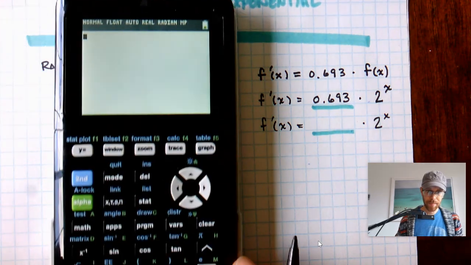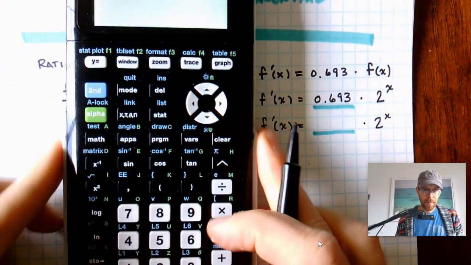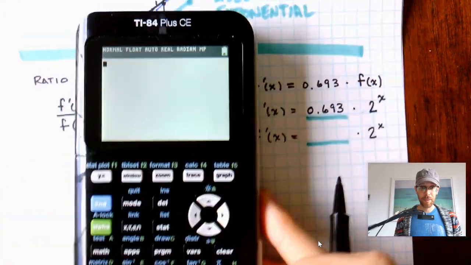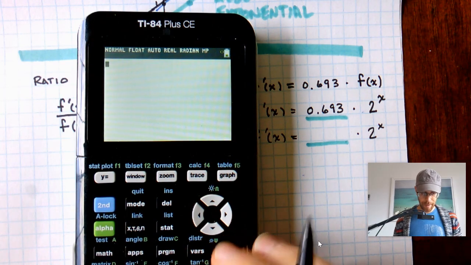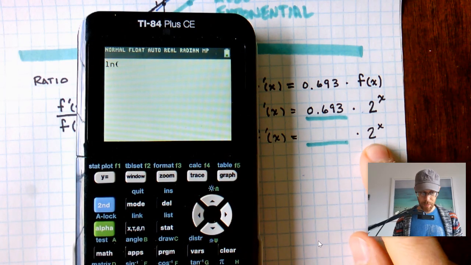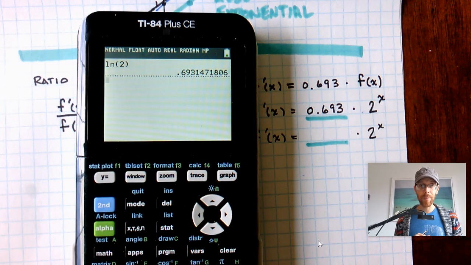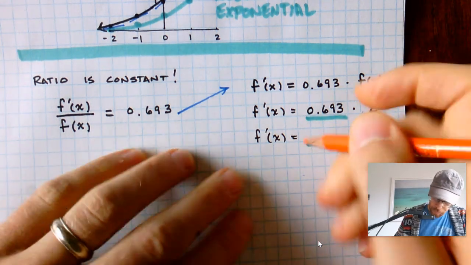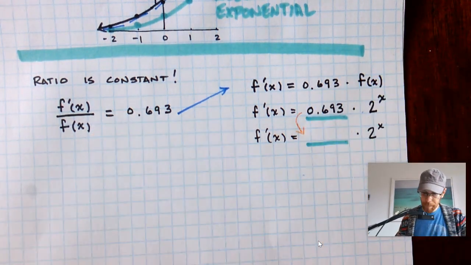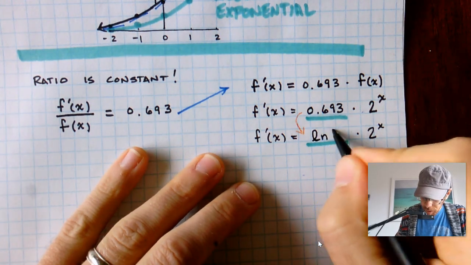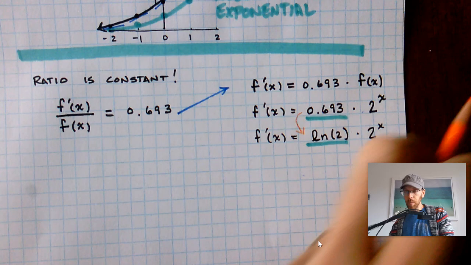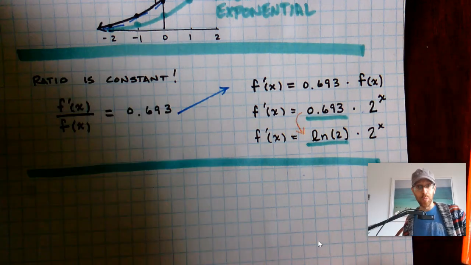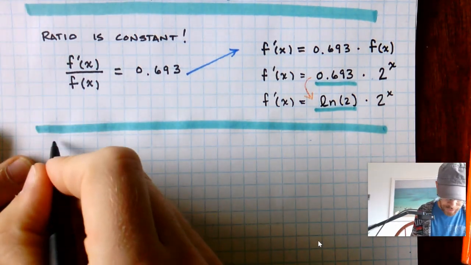All right, here it is. Remember the natural log? Natural log is a log with a base of e. Well, if I hit, not that button, natural log of our base, which was 2, I get 0.693. So what this really is right here is the natural log of 2. Which brings us, ladies and gentlemen, to what I am going to call the exponential rule. And the exponential rule says this.